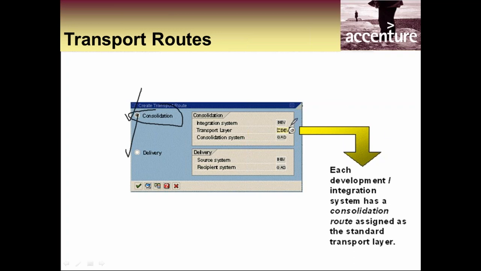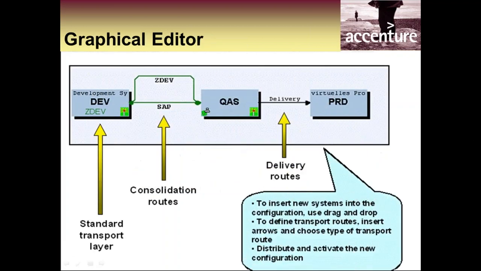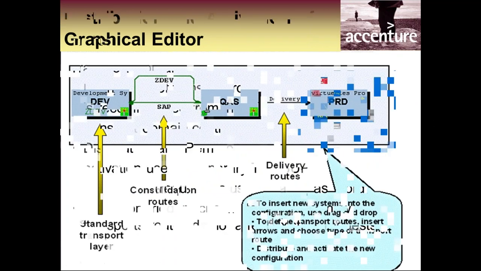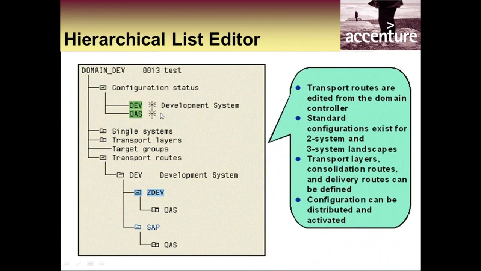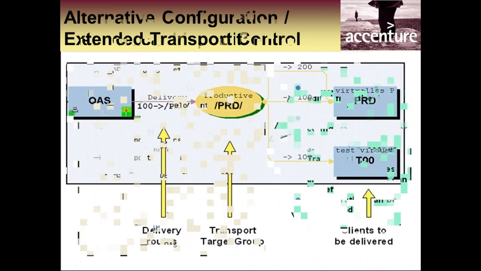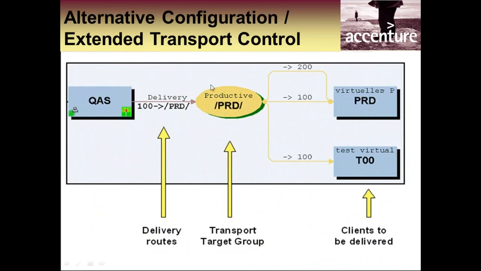Okay, this is called a transport layer. Again, transport layer can be divided into two types: one is the customizing transport layer, and one is the standard. So it's a carrier. Next one, this is the editor: development system, standard layer, deliver routes and production. We can do the configuration in the graphical editor. By default, when you configure automatically, when RFCs came into the picture, this is the hierarchical editor, and this is manually recorded.